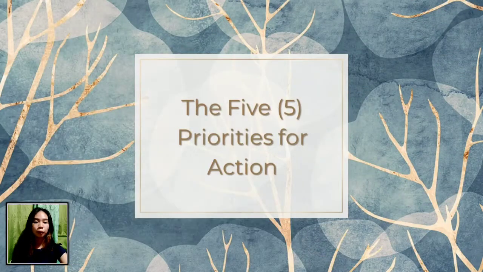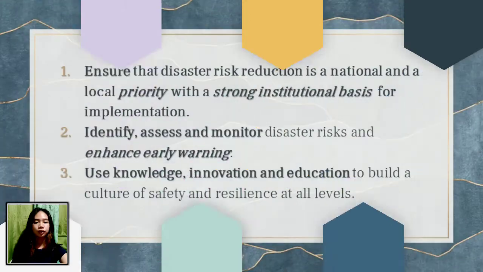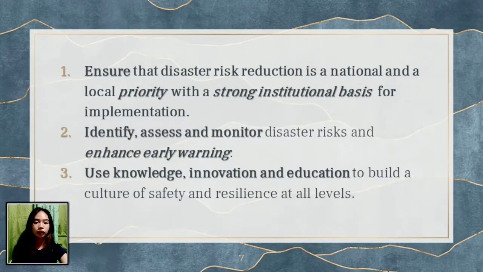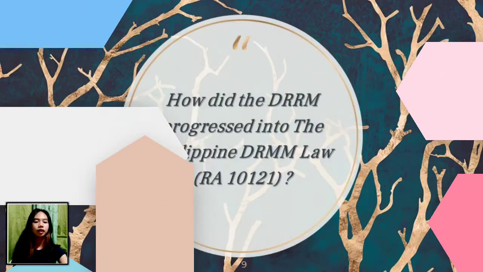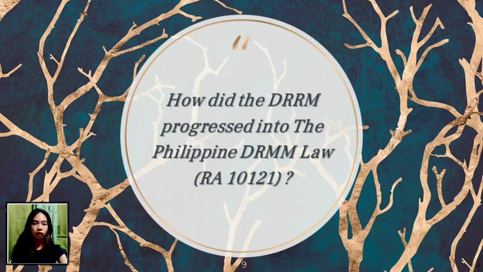The Hyogo Framework has 5 priorities for action. The first one is to ensure that disaster risk reduction is a national and a local priority with a strong institutional basis for implementation. The second is to identify, assess, and monitor disaster risk and enhance early warning. The third is to use knowledge, innovation, and education to build a culture of safety and resilience at all levels. The fourth is to reduce the underlying risk factors, and the last one is to strengthen disaster preparedness for effective response at all levels. Now, how did the DRRM progress into the Philippine DRRM law or the RA 10121?